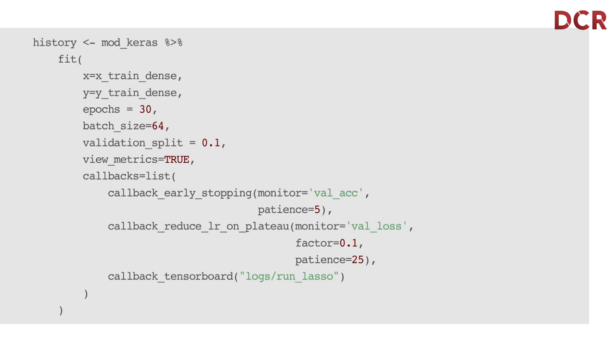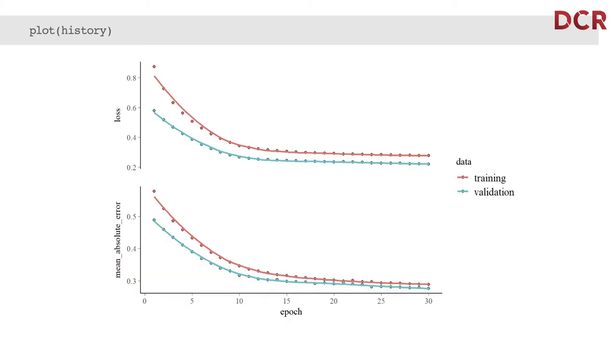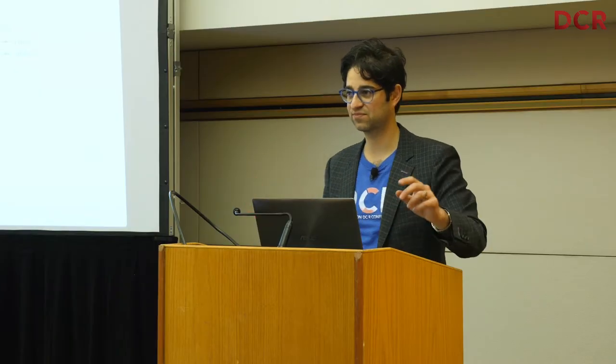So we give it the X and Y matrix. We do 30 epochs. We choose our batch size of 64. The smaller, the better. We use a 10% validation split. We do early stopping. We do learning rate adjustment. And we call TensorBoard. You do all that, and you get your metrics, how you're doing, and as the epochs increase, you get better and better, and it appears we have not yet started to overfit. So that's a good thing.